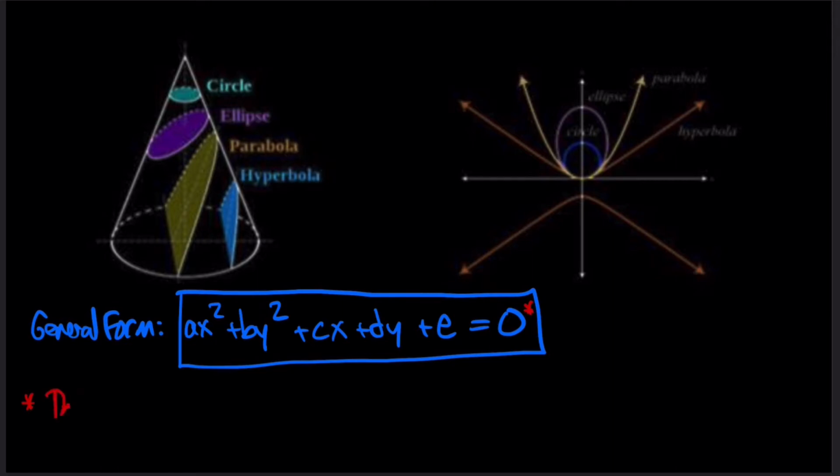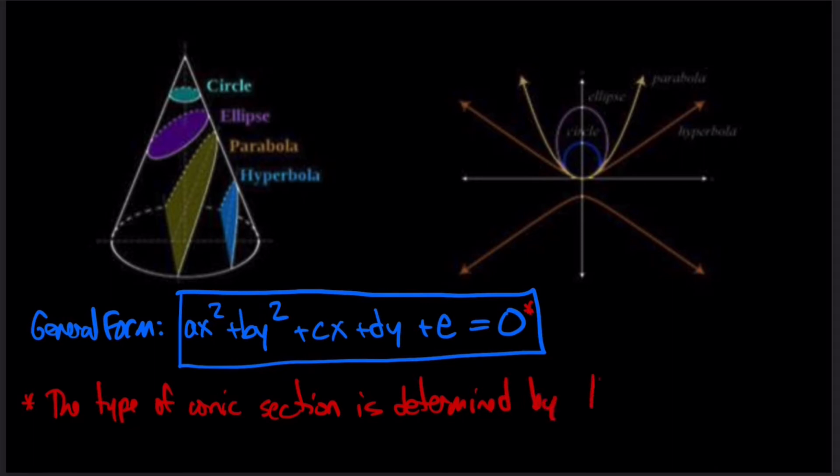All right, so the type of conic section, and what I mean by that is circle, ellipse, parabola, hyperbola, is determined by the values of a and b. So do they have the same signs, different signs? Is one greater than the other? Is one 0? Those questions will answer, and it determines the type of conic section.